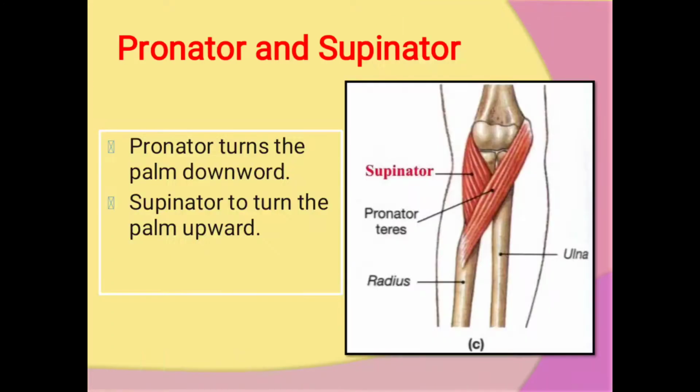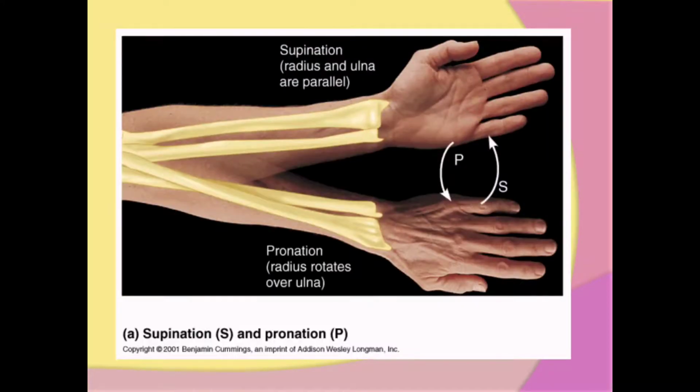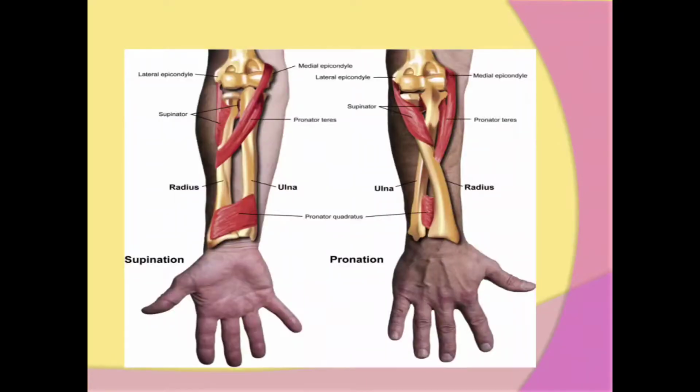Now the next thing, pronator and supinator, which are present in the elbow joint. You can see that the radius and ulna are present. Wherever the radius and ulna are present, at that region there are the supinator and pronator. The pronator turns the palm downward, and the supinator turns the palm upward. I will show you in this image. You can see the supination and the pronation.